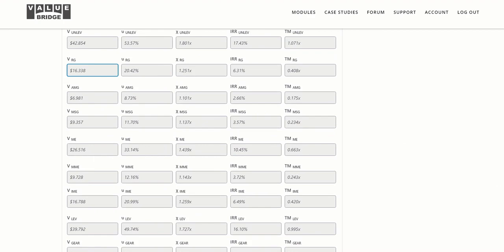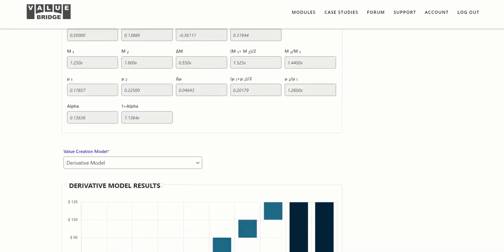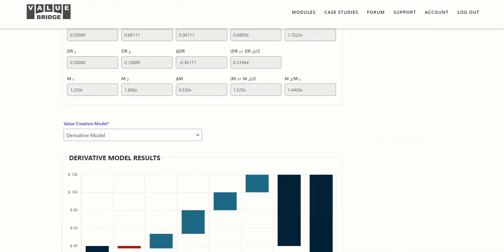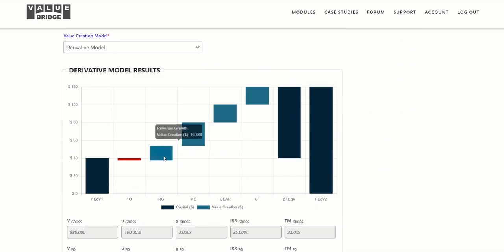Now, if you want a less detailed breakdown, we can scroll back up to the analysis parameters and turn a few of them off. For example, if we remove both the addressable market and market multiple data as follows, then we will just have revenue growth and multiple expansion on the chart.